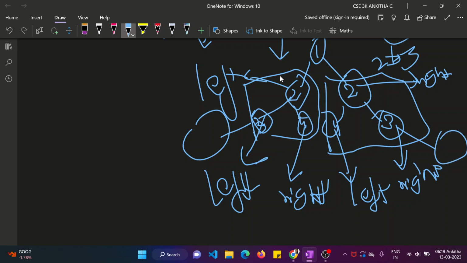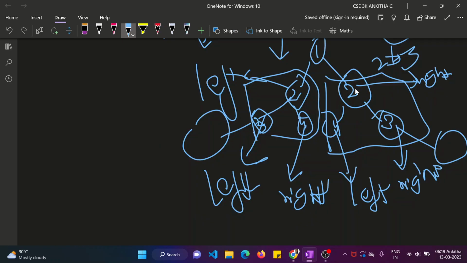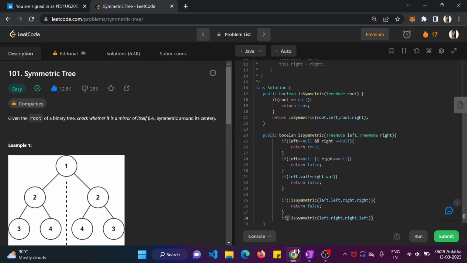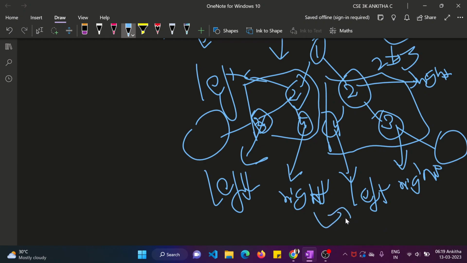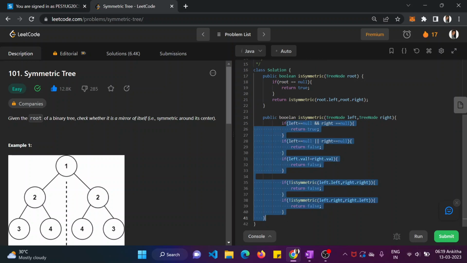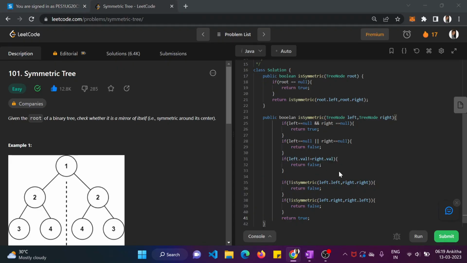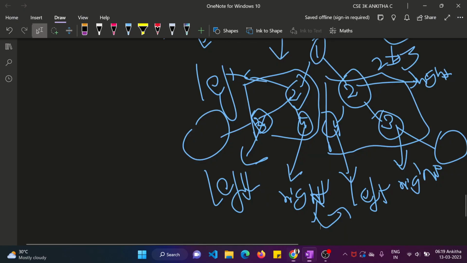Next comes the second part, where left dot right should be symmetric to right dot left. If not is symmetric of left dot right and right dot left, they are not symmetric. That means if these two values are not the same, then you return false. If all of these conditions are false, lastly you return true. Why true? That means it's a symmetric tree. So all of these conditions would become false for this example till here. So you return true.